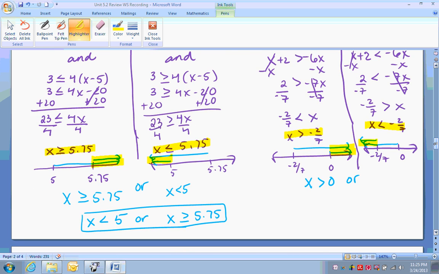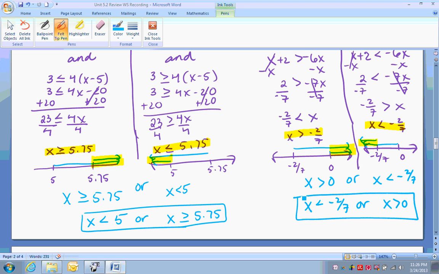So, on this side, we write x must be less than negative 2 over 7. And remember, a good OR statement starts with a smaller number. So x must be less than negative 2 over 7, or x must be greater than 0. And that is the answer to number 12.